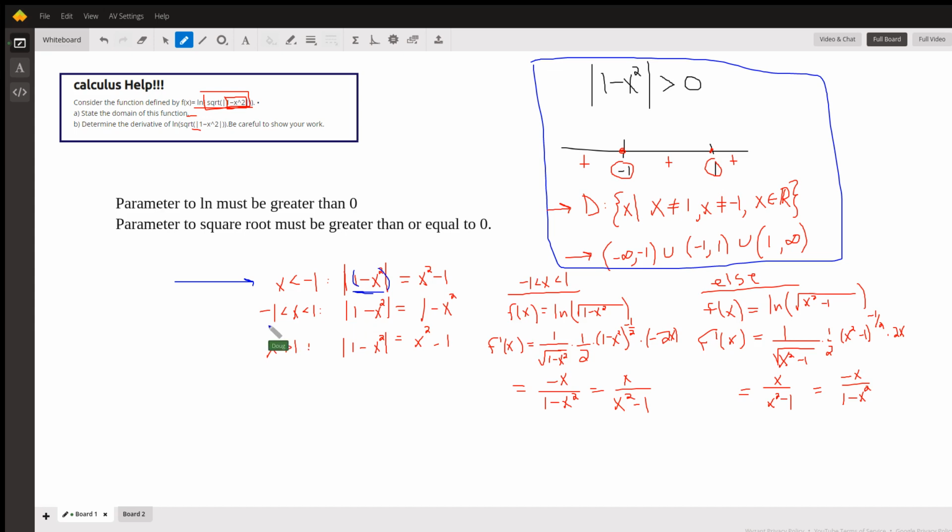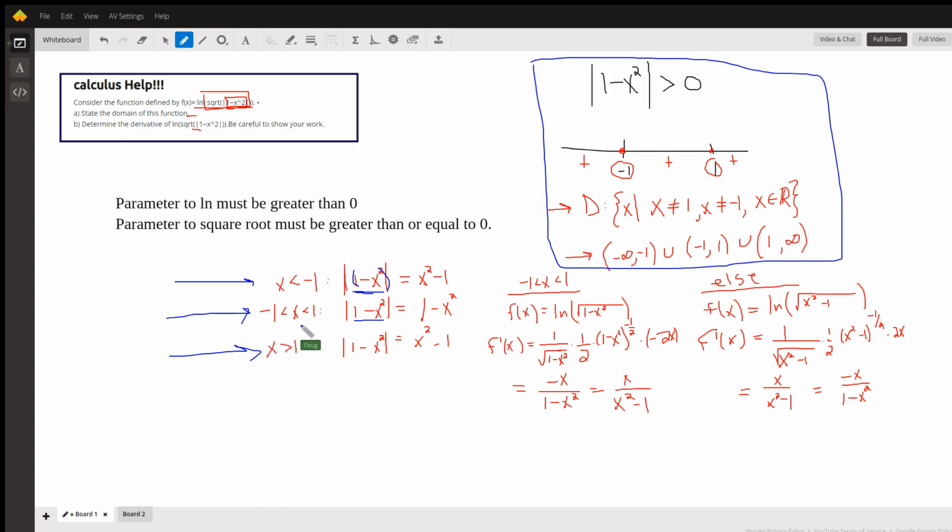In a similar fashion, when x is between negative 1 and 1, the expression inside is already positive, so we can just drop the absolute value symbol. And then for x greater than 1, similar to what happened when x was less than negative 1. So let's focus on taking the derivative here.